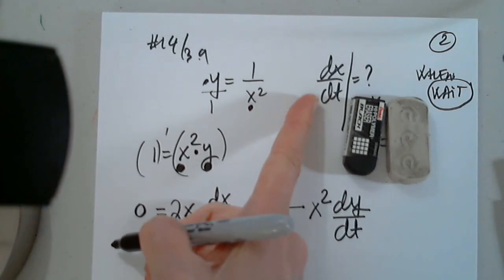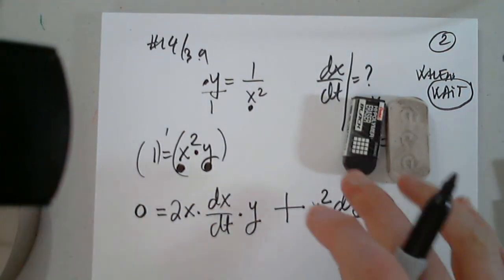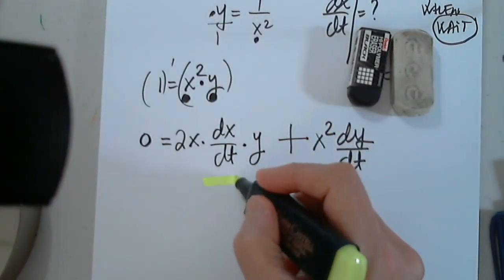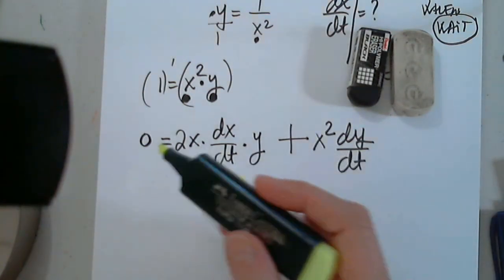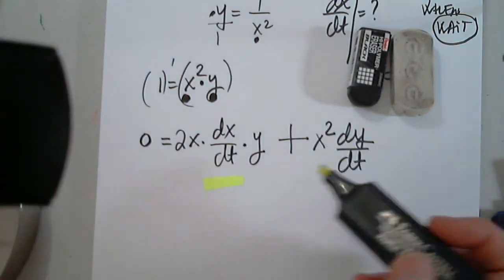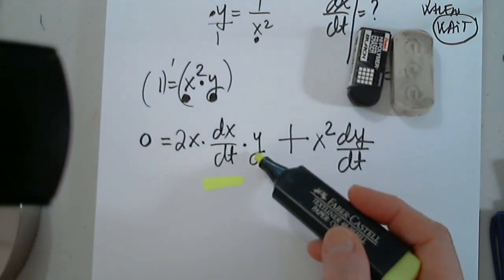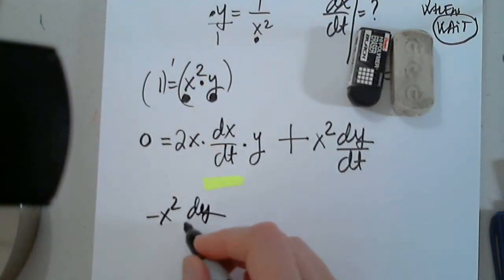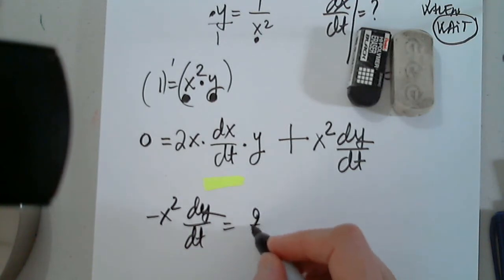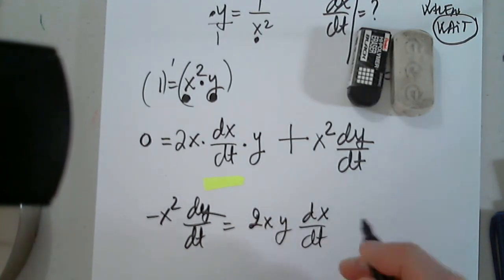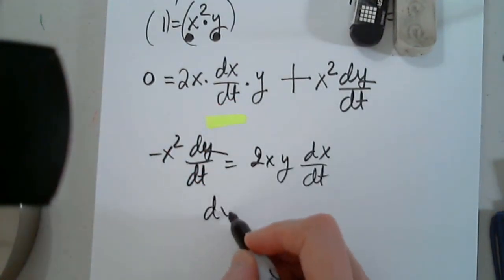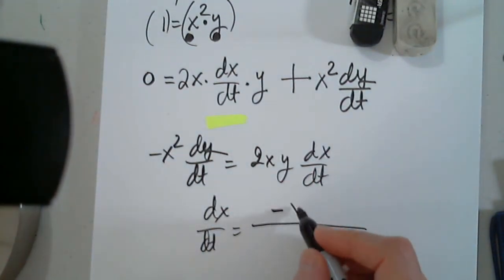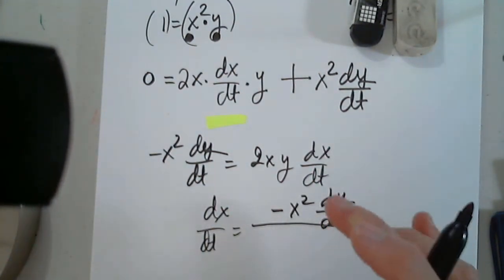Now I see they want us to find dx over dt, so I'm going to solve this equation for dx over dt. This is my variable. So this will go to this side, it doesn't matter. I have to separate them, and then divide by 2xy. So then negative x squared dy over dt equals 2xy dx over dt. So finally I'm solving for dx over dt, which is this whole thing at the top, exactly how I see it, divided by 2xy.